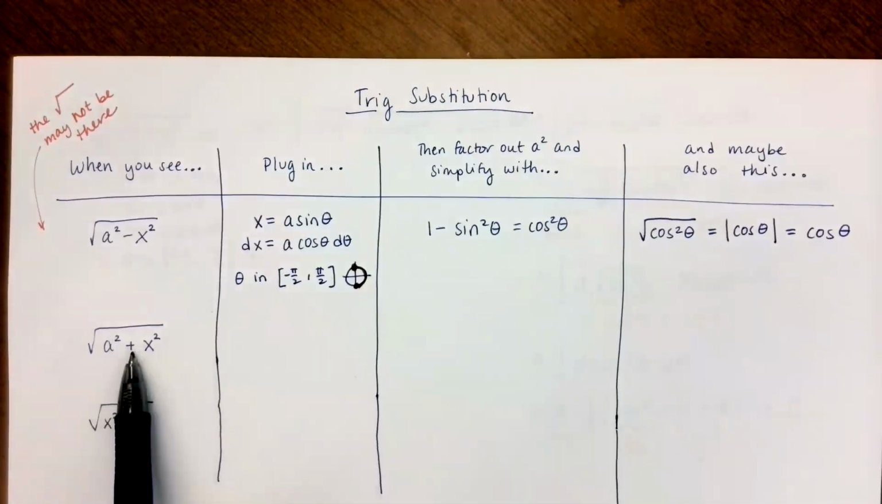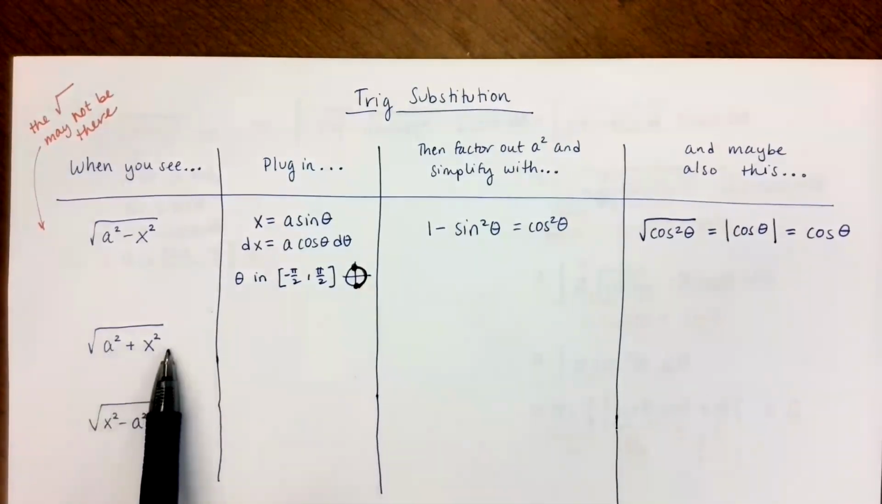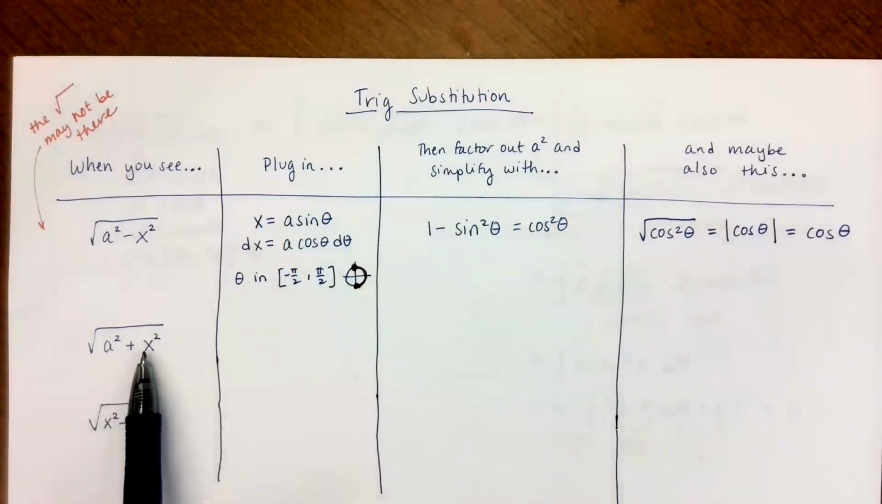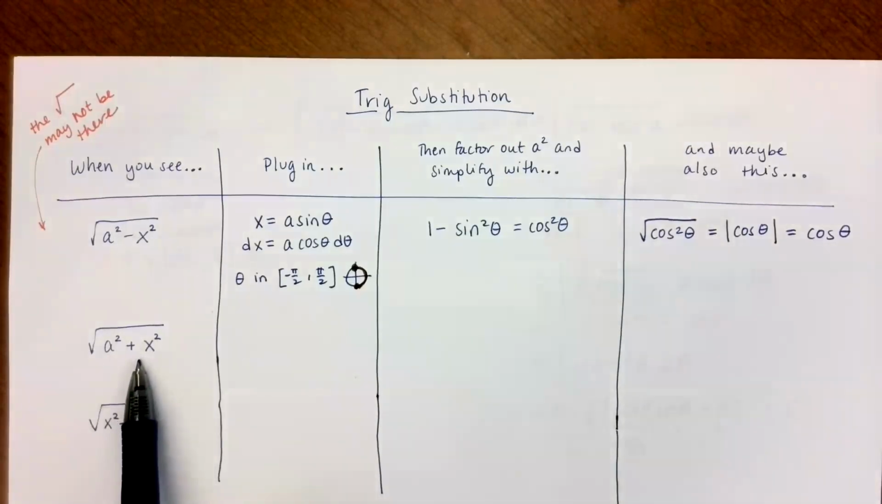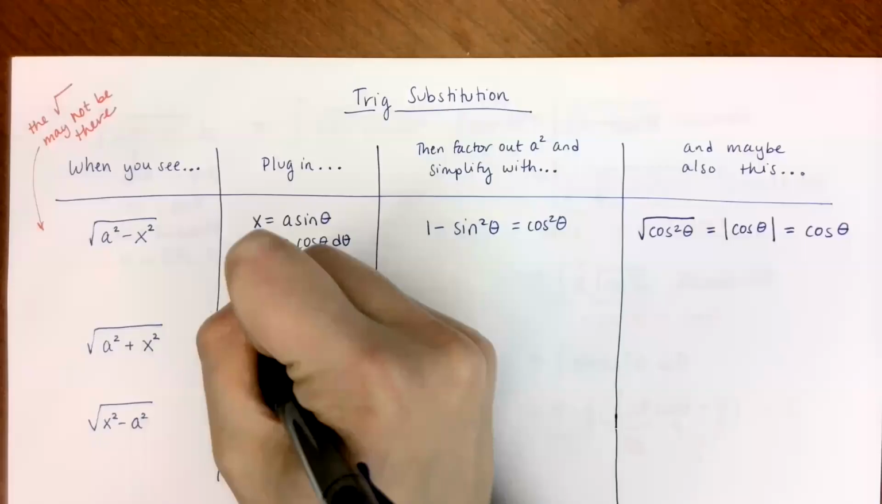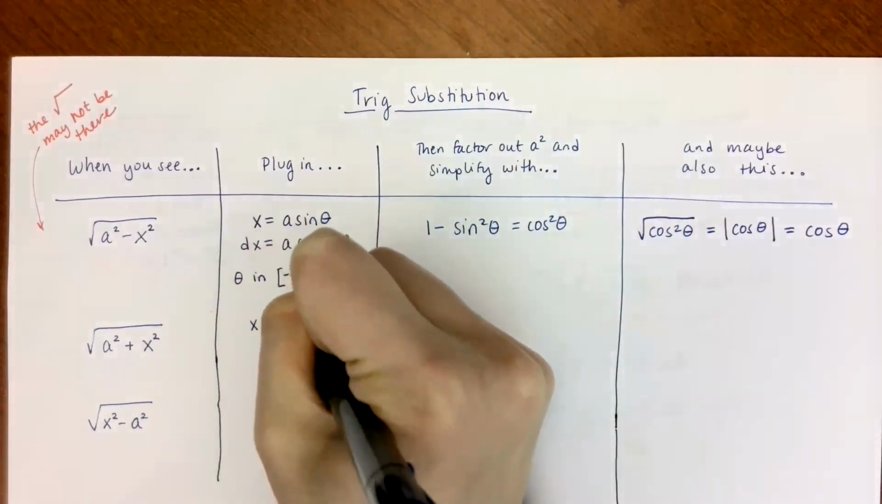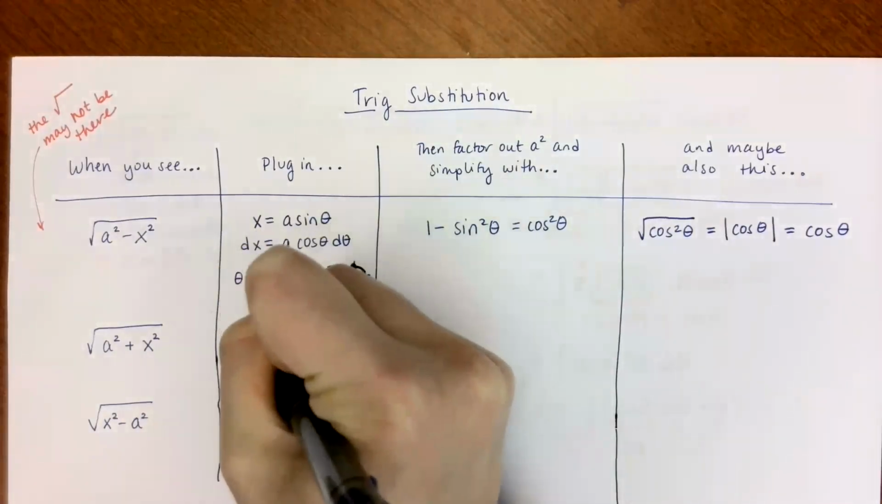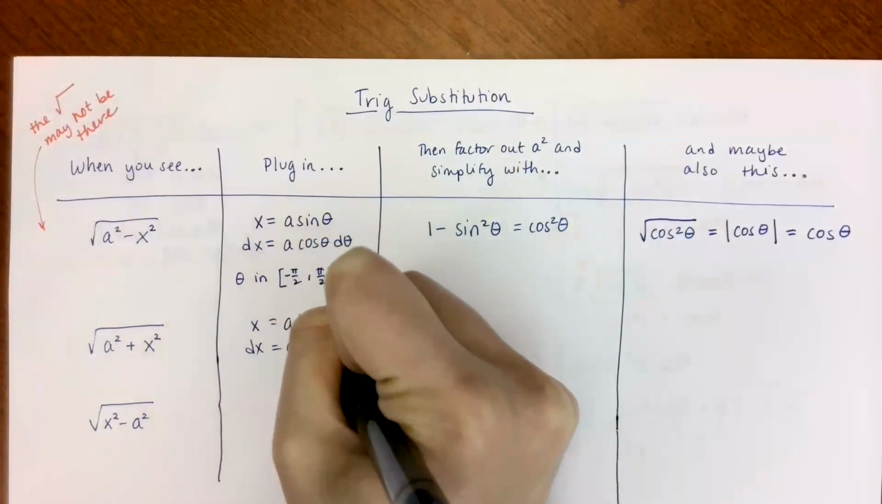When you see addition between the number and x squared, you're going to make a different substitution because you'll get 1 plus the trig function squared. So we need to pick a trig function that has an identity that looks like that. Our choice is going to be x equals a tan theta. That would make the dx a secant squared theta d theta.